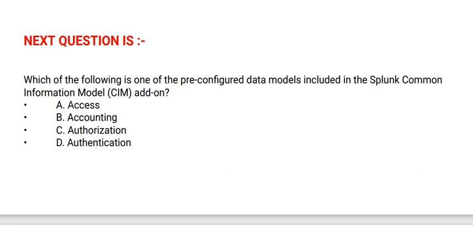Moving to next. Which of the following is one of the pre-configured data models included in the Splunk Common Information Model add-on? Option A, access. Option B, accounting. Option C, authorization. And option D, authentication. The correct answer is option D.